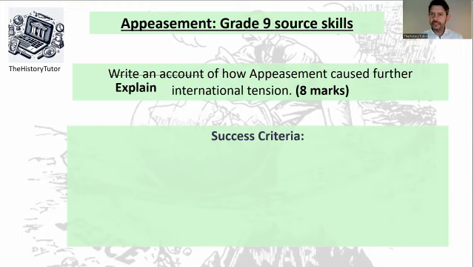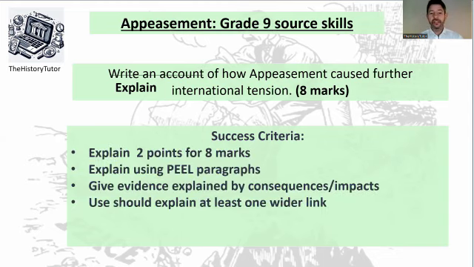So what would be in your success criteria? Again, we've been through lots of videos already. So if you're doing this in chronological order, you should have had a couple of topics on this already. So what do we need to do? We need to obviously explain 2 points for 8 marks. Use our PEEL paragraphs to make our point. One way appeasement caused tension was, make an argument. Give some evidence that's nice and factual. Evidence of the event of appeasement, the thing that happened in appeasement.